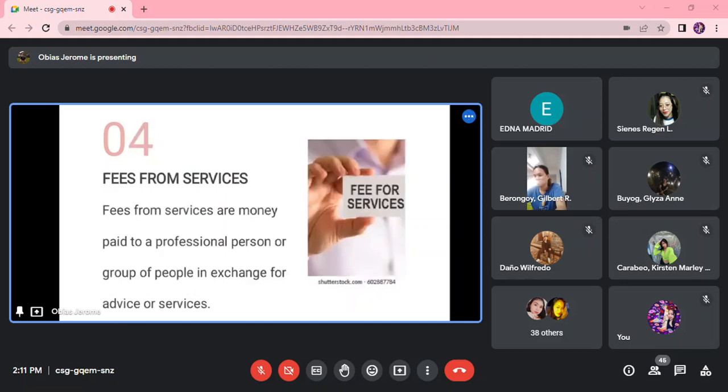Okay, so number 4, fees from services. Fees from services are money paid to a professional person or group of people in exchange for advice or services. So, when we say fees from services, it's a fee collected to pay for services related to the primary product or service being purchased. So, that charge is usually added at the time of the transaction. Many industries collect service charges including restaurants, banking, and etc.